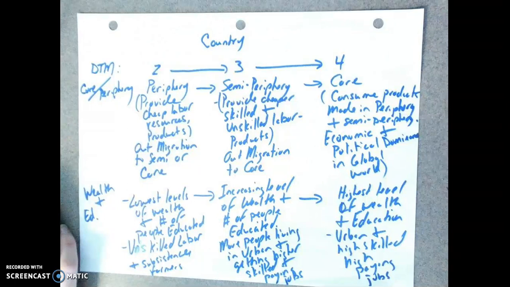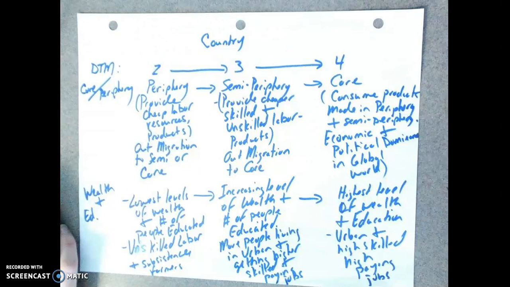So Stage 2 would be like LDCs. Again, this would be Vietnam, Laos, Cambodia, Central American countries like Haiti, Guatemala, El Salvador, Honduras. Stage 3 would be like China, India, South Africa, Brazil, Mexico, Chile, Peru, Colombia. This is the semi-periphery.